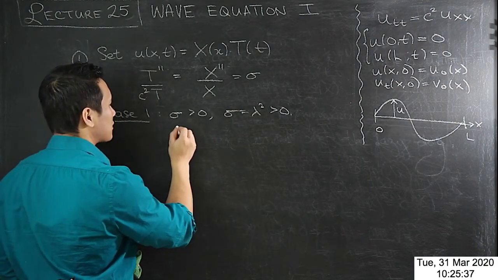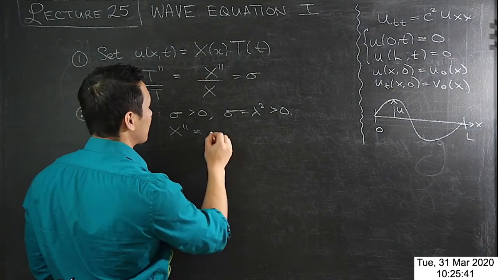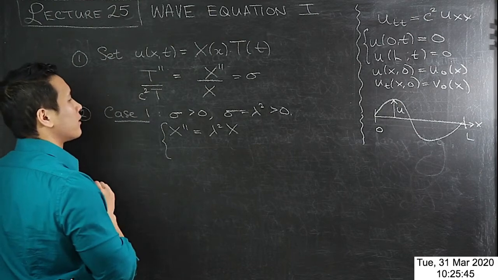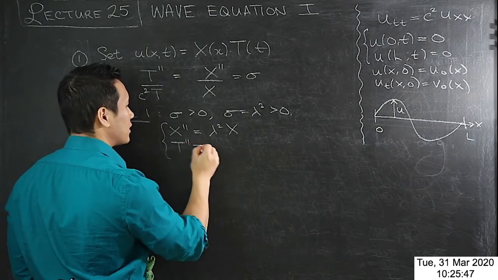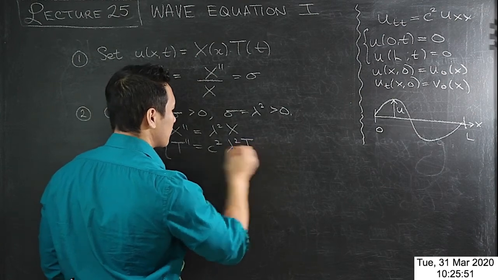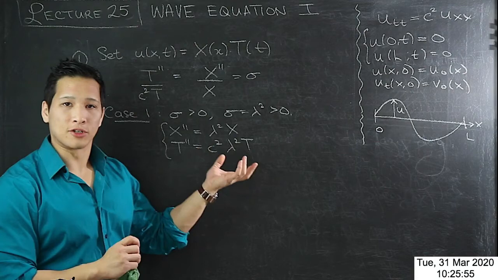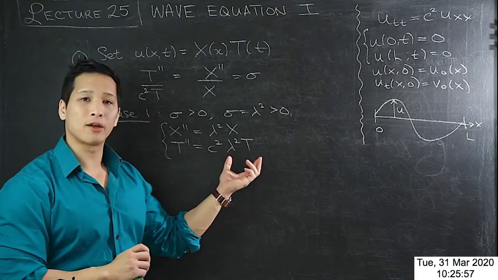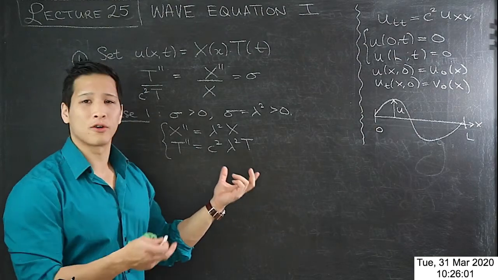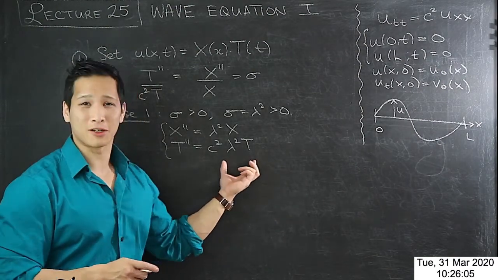So now we have to solve x double prime is equal to lambda squared times x. And then I have T double prime is equal to c squared times lambda squared times T. Okay? I'm going to show you how to do this in two ways. There's actually a much better way using hyperbolic functions. You don't have to do it with hyperbolic functions if you don't want to, but it's one of the reasons why hyperbolic functions are actually useful.